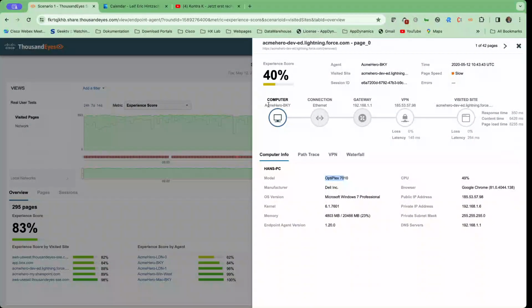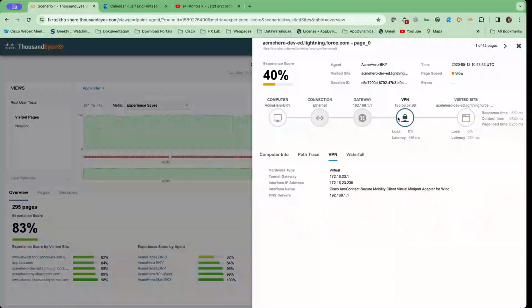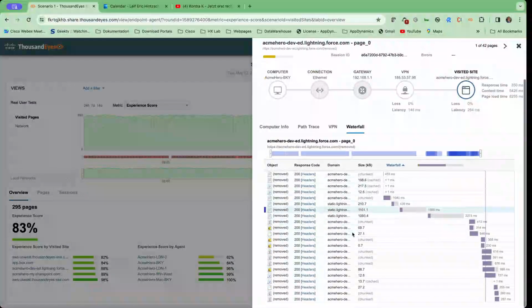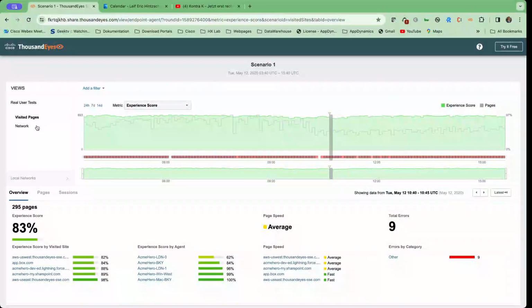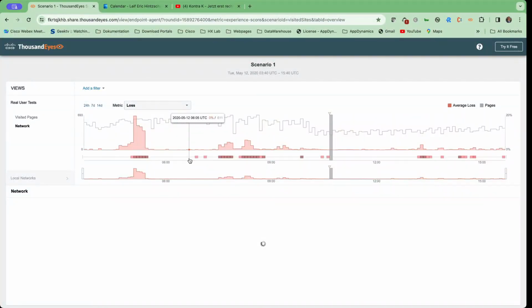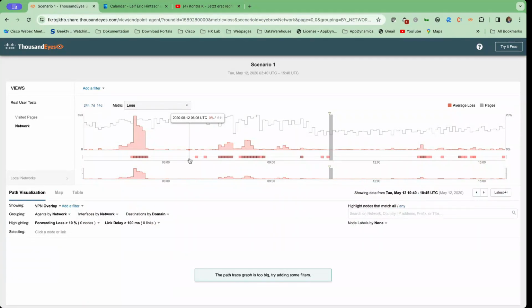Next to that, you see also the computer name for this person. Next, you see how the person connected, if it was an Ethernet connection or a Wi-Fi connection. You see which gateway was used to access the internet. You see if there was a VPN tunnel and which interface was used for it. And you see how much time it took to load particular web pages that this user used. So this is the real user monitoring, and it's always combined with the synthetic monitoring.